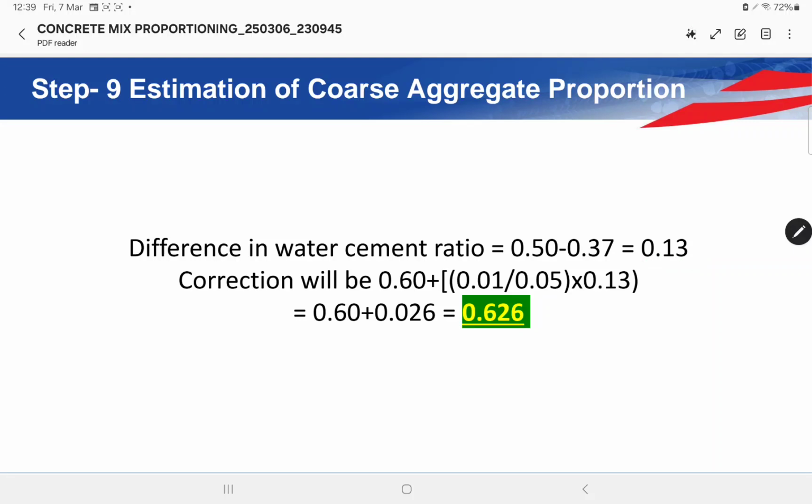So what does it mean? It means that if my total aggregate content is 1, then 62.6% will be my coarse aggregate, and the remaining will be my fine aggregate.